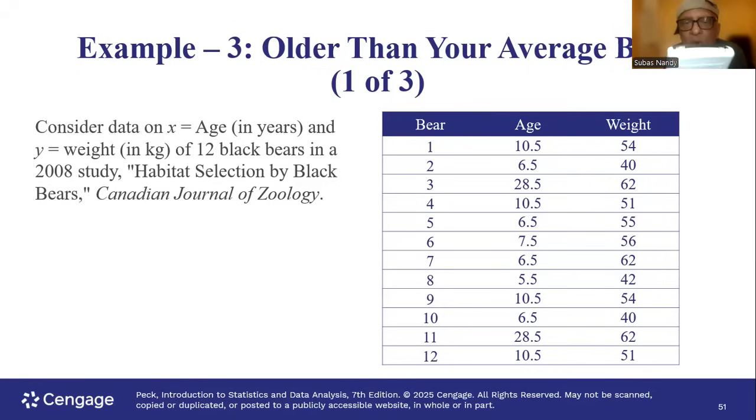Then stat, 1. X values in L1. So let's enter all the x values: 10.5, 6.5, 28.5, 10.5, 6.5, 7.5, 6.5, 5.5, 10.5, 6.5, 28.5, and 10.5. Okay, so I have entered all the x values in L1.